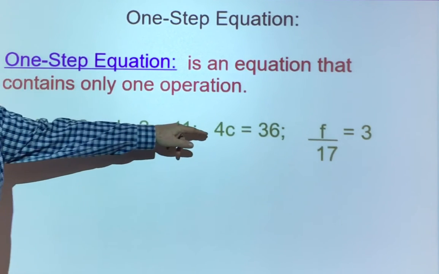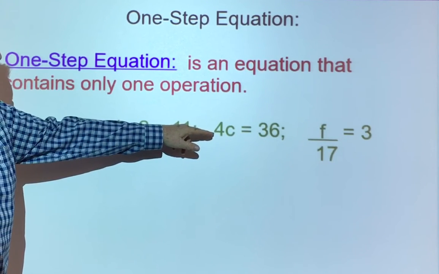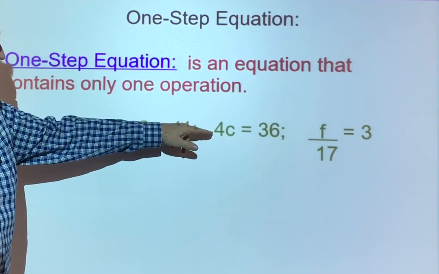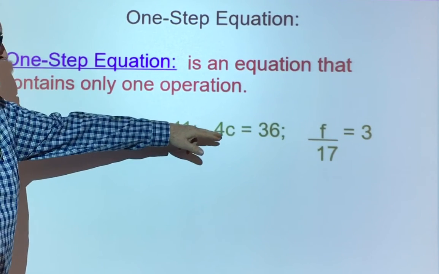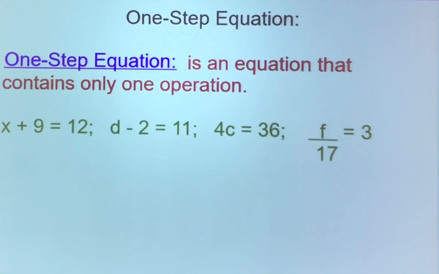The next one is, remember when we have a variable and a coefficient, or a variable and a number bumped up to one another, it implies multiplication. So 4c equals 36, one step, multiplication. On that last one, f over 17 equals 3. Remember, that is a division bar, so that says f divided by 17 is equal to 3. One operation, one step equation.